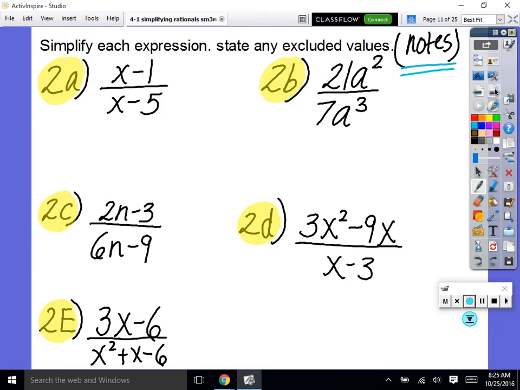Awesome. So what I want you to do is switch over to the notes, because I want to start out with a little bit about that level. So what you're going to do is 2a, 2b, 2c, 2d, 2e. Check them with me.